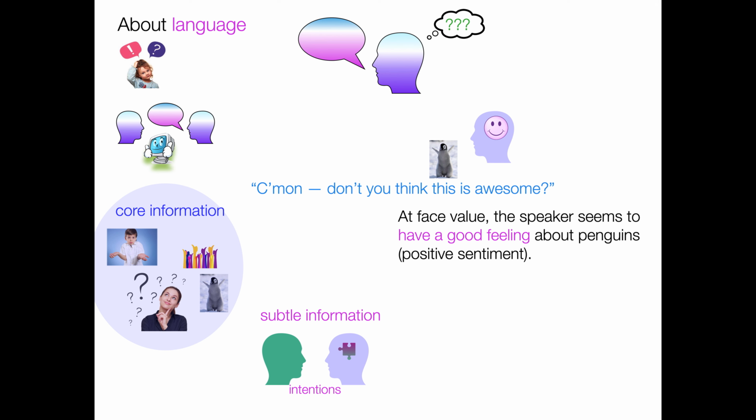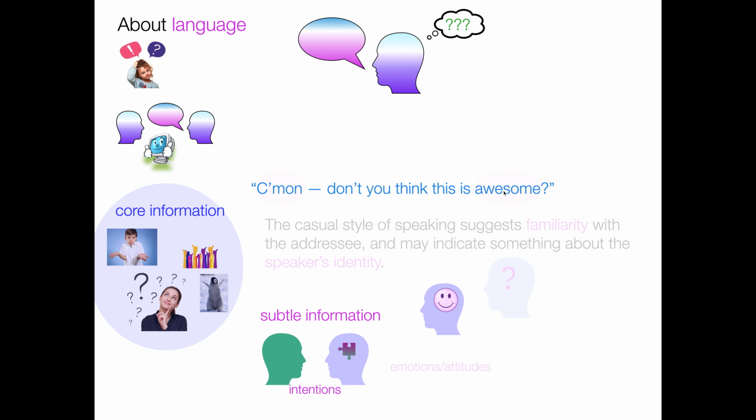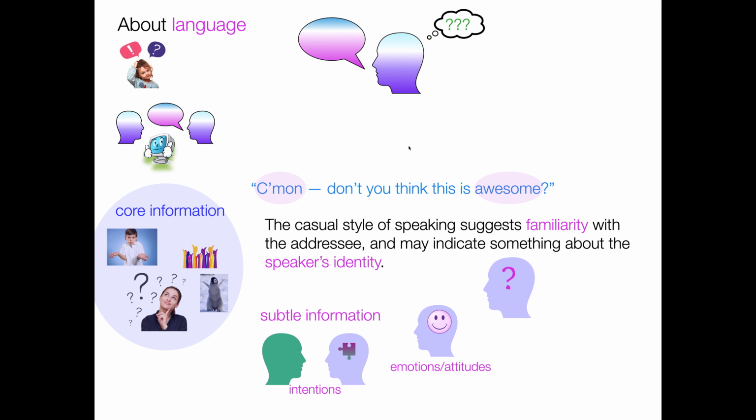Now, at face value, if you just take this on the surface, the speaker seems to have a good feeling about penguins, a very positive sentiment, if you will, by saying, don't you think this is awesome? I feel very awesomely about penguins, right? And the casual style of speaking, the come on and the choice of awesome, which is a sort of casual term, maybe suggests familiarity with the addressee, with whoever this person is talking to, and maybe indicates, therefore, something about the speaker's identity in relationship to that addressee, or maybe just in general because of the word choices they're using, the style that they choose to communicate in.